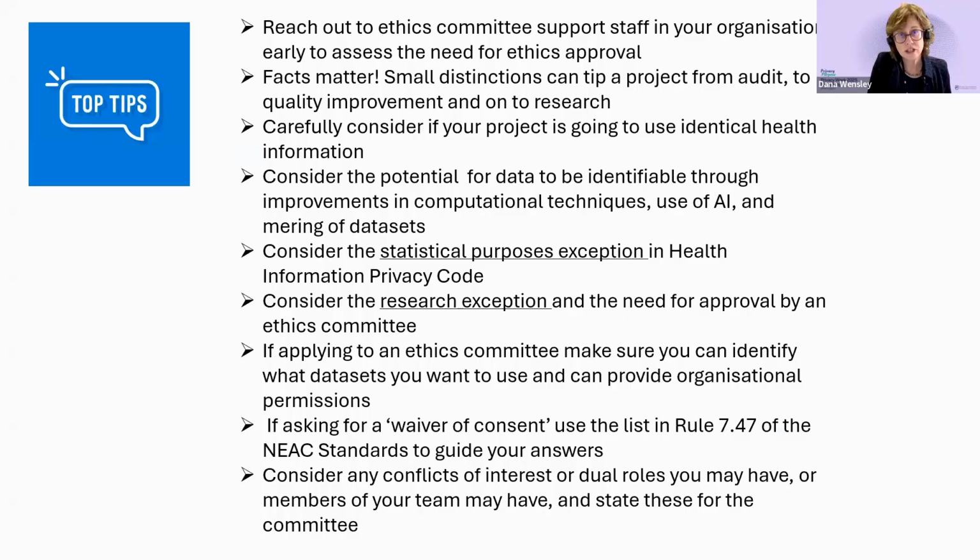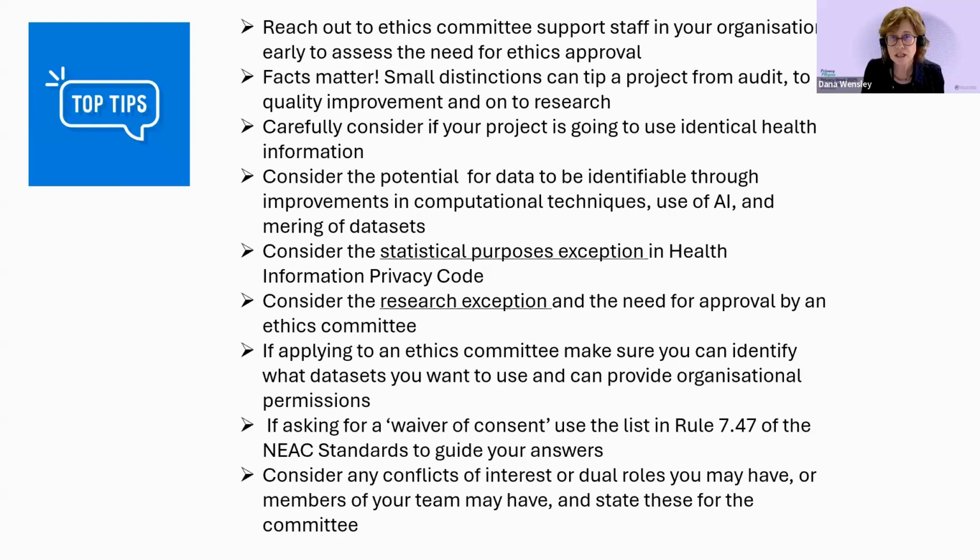First thing is to reach out to the Ethics Committee support staff in your organisation early to assess the need for ethics approval. Facts matter. Small distinctions can tip a project from an audit to a quality improvement and on to research. Carefully consider if your project is going to use identifiable health information.